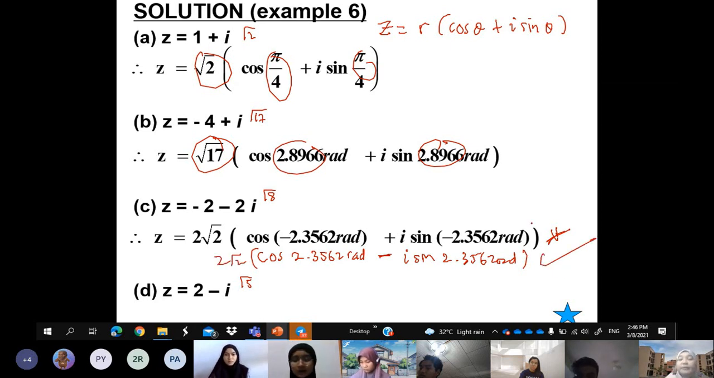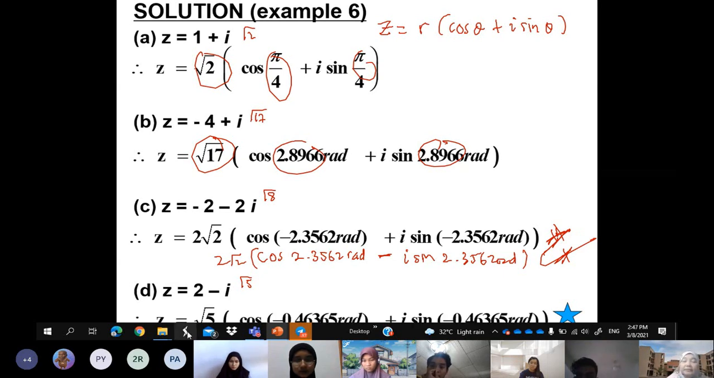Okay. Okay, stop until here. So if we stop here, it's okay. Still okay, no problem. So for D, same procedure also. Negative 0.46365.